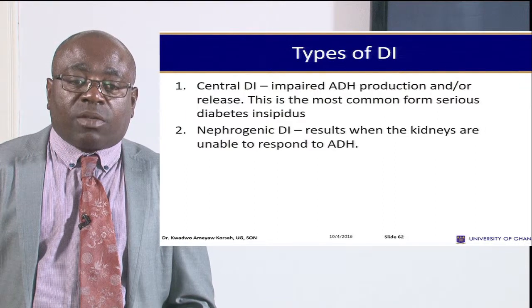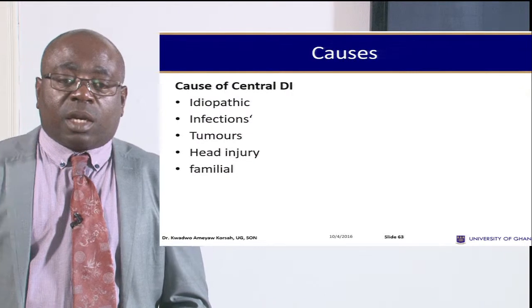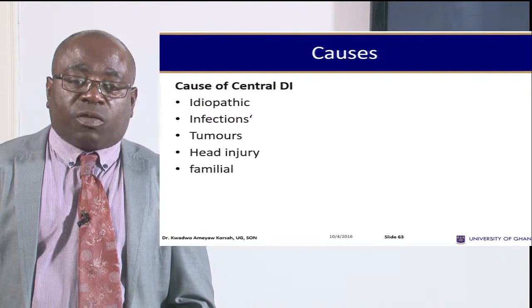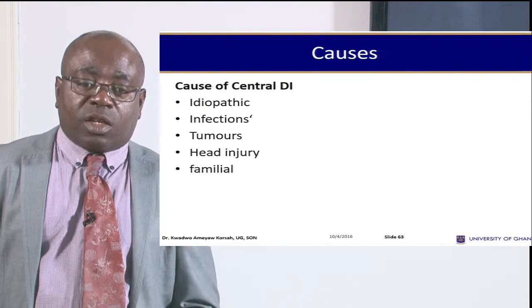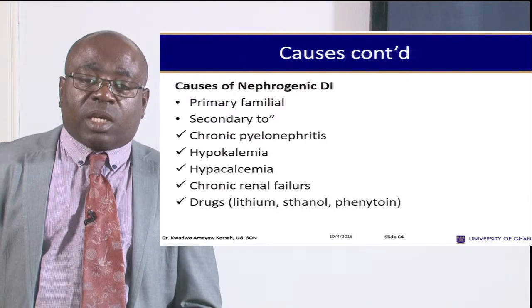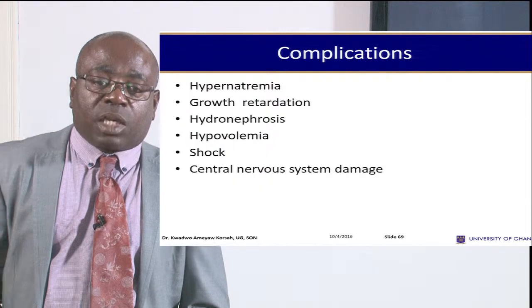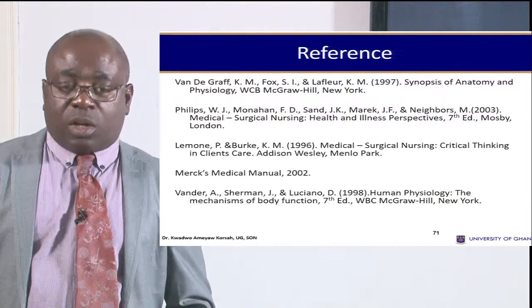We have the central one and the nephrogenic one, and then the causes: idiopathic, infection, tumors, head injury, and familial, and then the causes of the nephrogenic DI. We have the causes there, and then you can take your time later and go through with references.